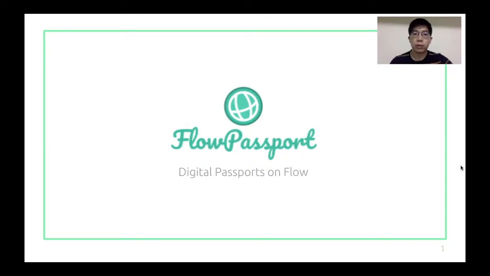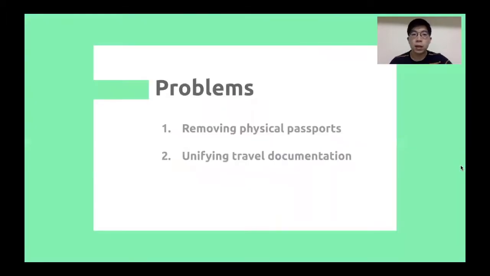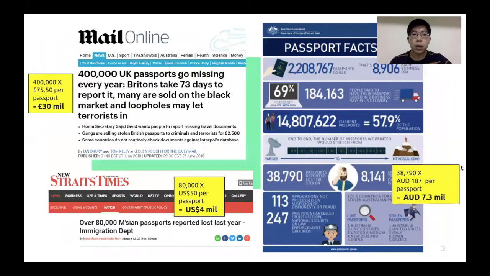I'm here to talk about FlowPassport. It is a smart contract written in Cadence to digitalize passports on the Flow blockchain. The problem that FlowPassport tries to solve is to essentially remove the need for physical passports and to also unify travel documentation. Over the years, we'll see that many countries report passports of their citizens getting lost or stolen.